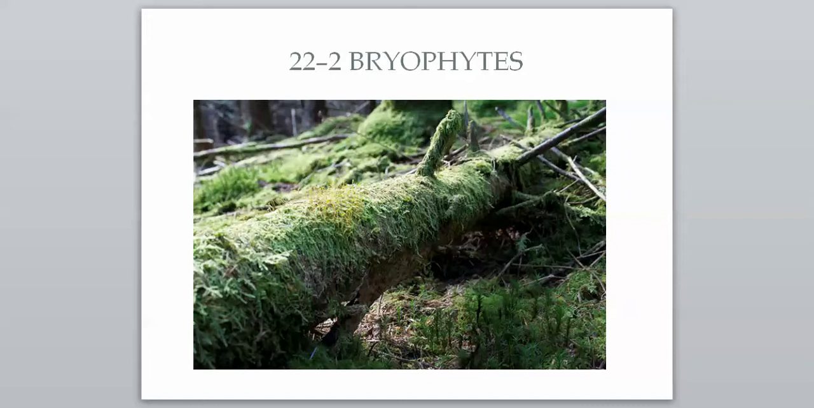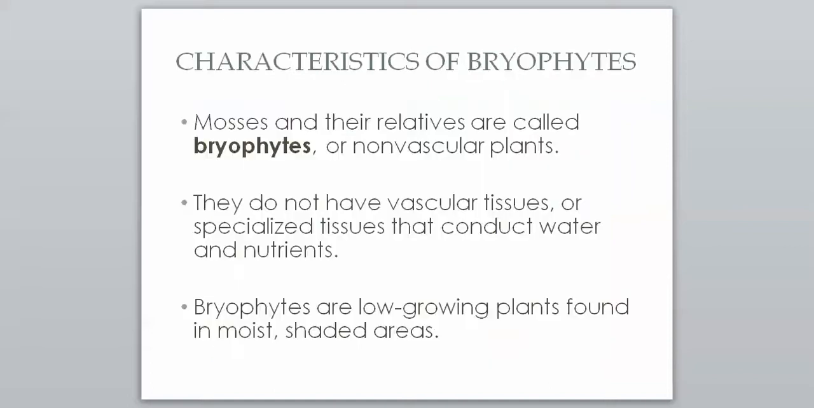Okay, hello Bio 2, this is Mr. B, and we are continuing on with our chapter on plants, and we are on chapter 22, section 2. Our first plant group that we're going to talk about are known as the bryophytes. So, we're going to jump right into it, the characteristics of bryophytes.